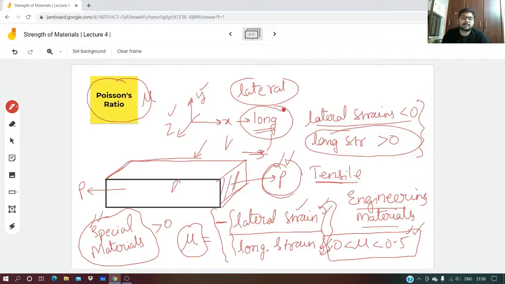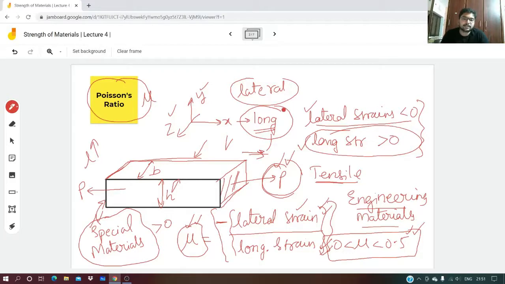What does it mean in case of special materials? Anyway, you are stretching length direction, right? So L will anyway increase. Along with that, this breadth will also increase, this height will also increase. That means both lateral strains and longitudinal strains are positive in that case. When both are positive, what is this mu becoming? Minus of positive by positive, that is minus of some positive ratio, that is negative ratio. Mu has become a negative value.